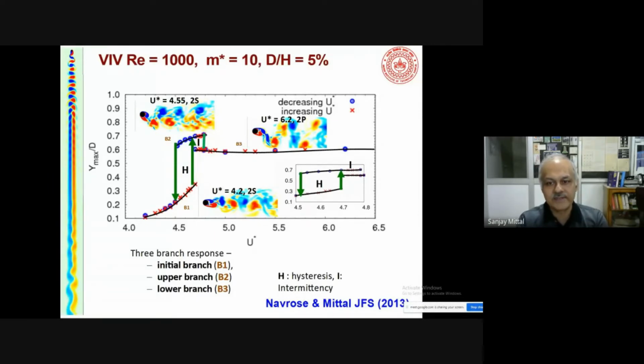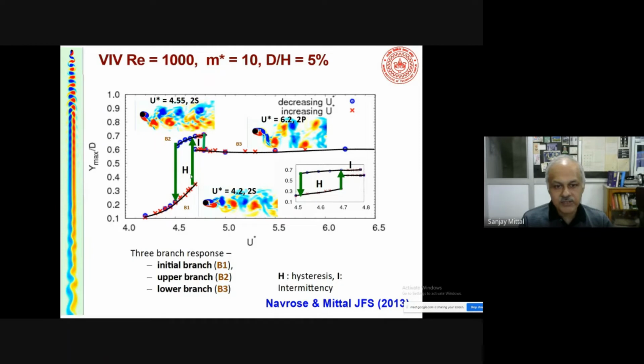only 1000. If you notice, the axes are the same: the non-dimensional amplitude on the y-axis, and the reduced speed on the x-axis. So you see these various branches. There's an initial branch, which I marked with B1. B3 is the lower branch. And then B2 is the upper branch. Okay. And something very interesting happens.